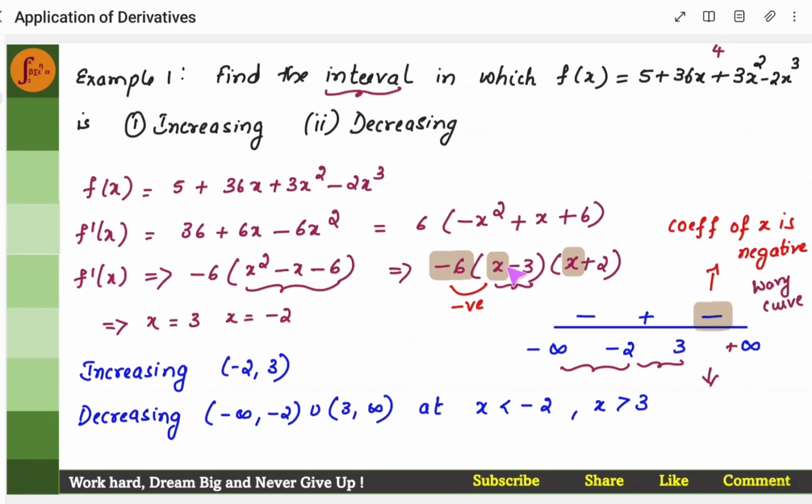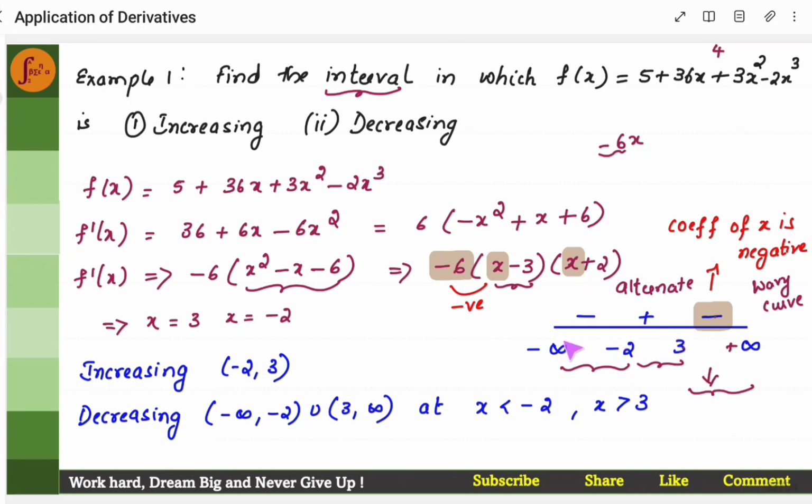So now you take the coefficient of this x. Coefficient is the number next to x. Now there is minus 6 here. If I multiply this minus 6 into x, it's going to become minus 6x. So it's a negative coefficient. So you put a negative sign here. Then you alternate. Minus plus minus. That's all. Now, wherever there is minus, that becomes decreasing. Wherever there is plus, it becomes increasing. So from minus infinity to minus 2, it is decreasing. Then 3 to plus infinity, it is decreasing. It is increasing only between minus 2 and 3.